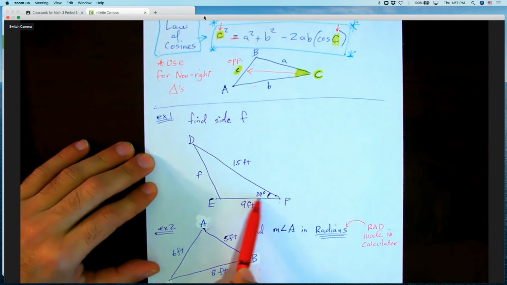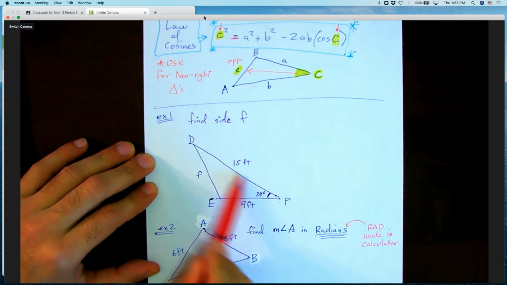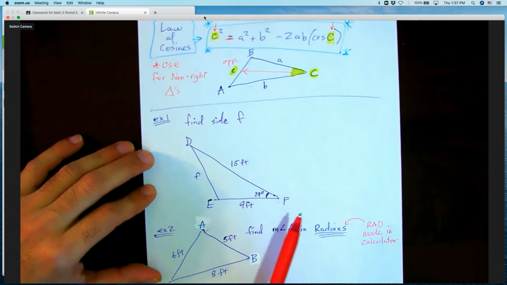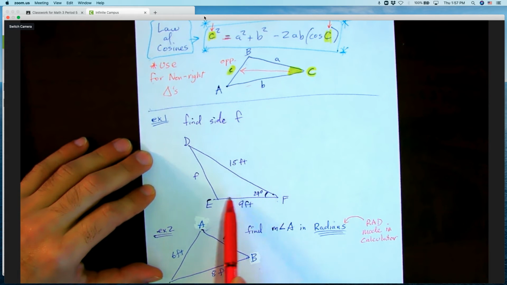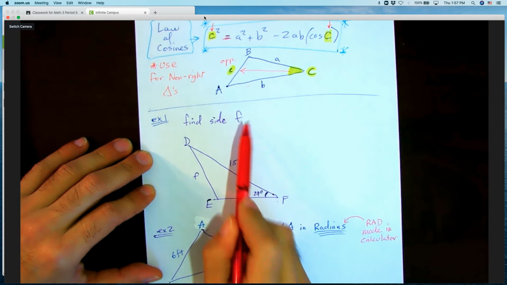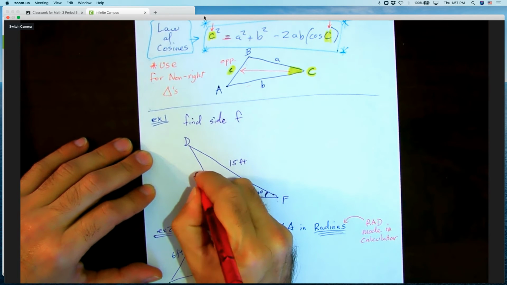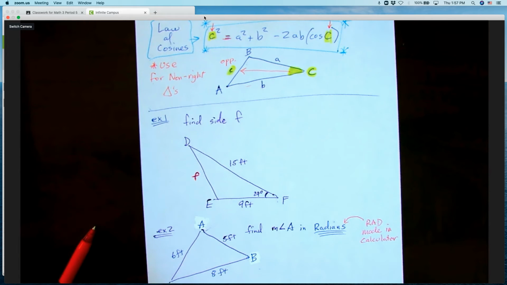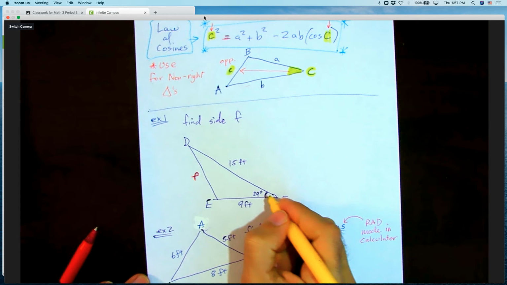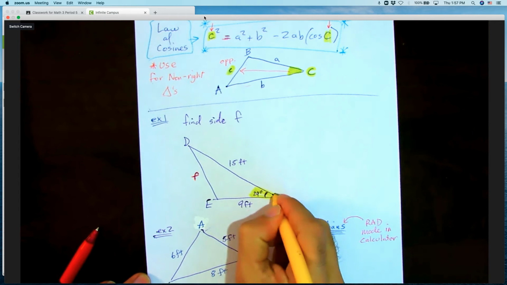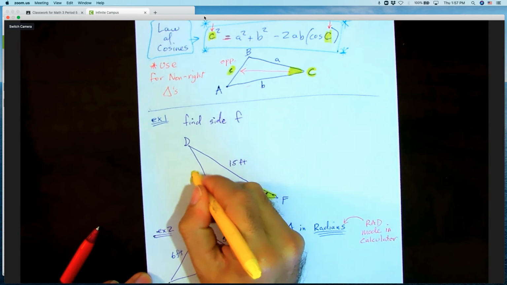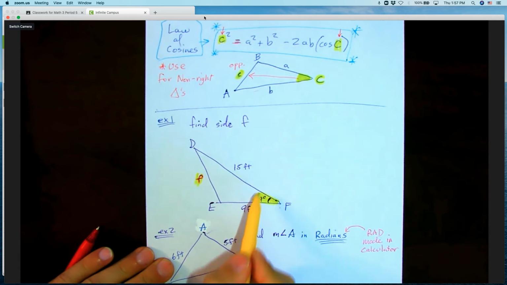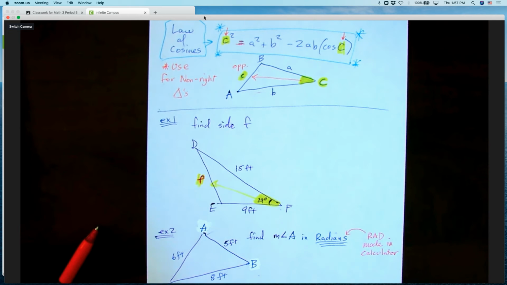We have this triangle here. It's not a right triangle, so we have to use law of cosines or law of sines. Let's use the law of cosines. And what we're trying to find is f. We're trying to find f right here. Okay. Now, I look and I see the angle that I have information on, right? The angle I have information on and the side involved that I'm looking for are right across from each other. So that's perfectly set up for us to do the law of cosines.